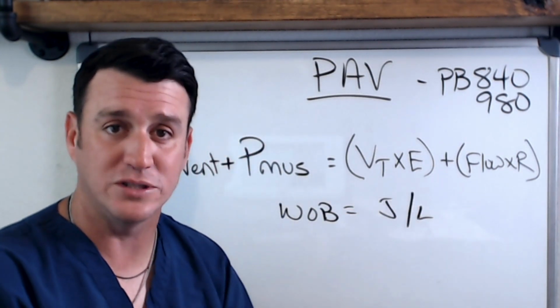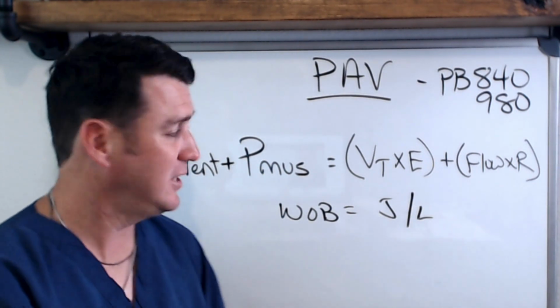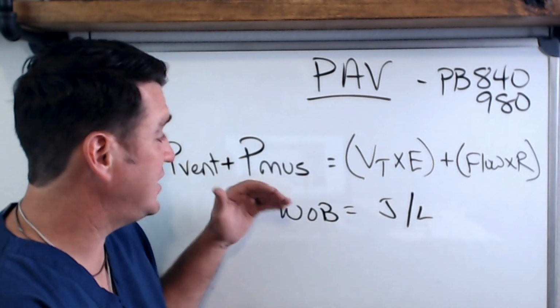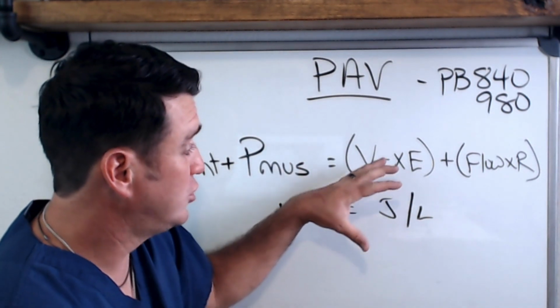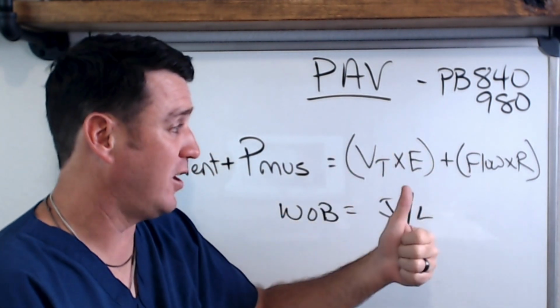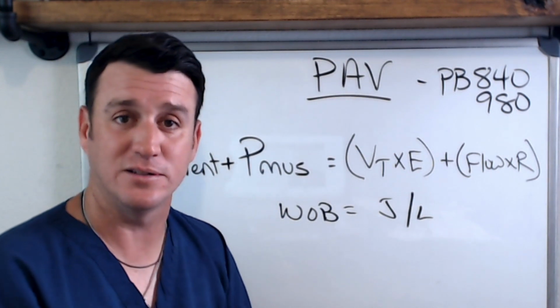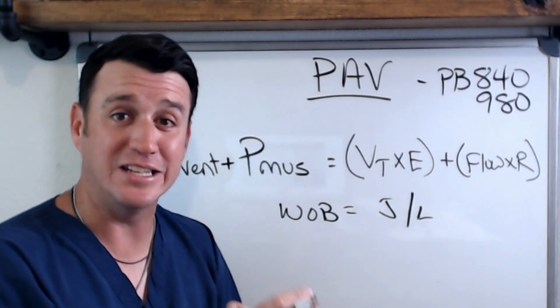Okay, now joules is a unit of measurement related to energy. So essentially you're talking about how much energy is required to make this part happen. The tidal volume, the flow in regards to elastance and resistance. Okay, so it's given in joules per liter.